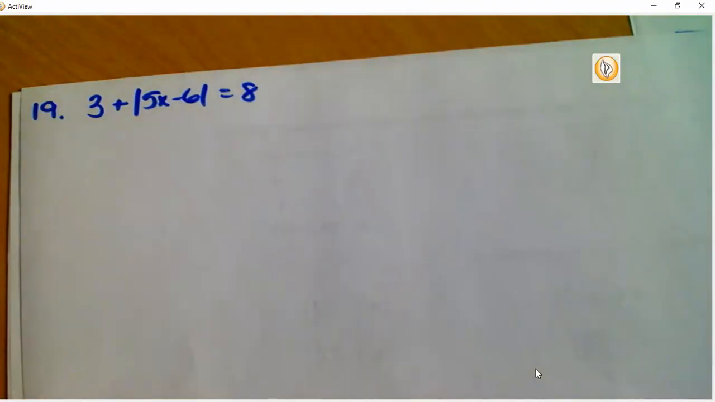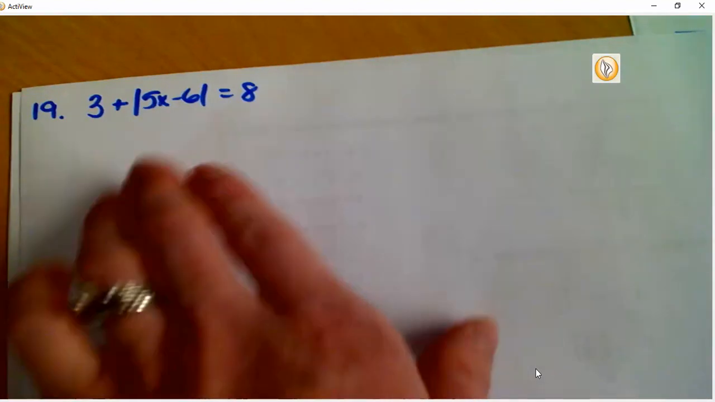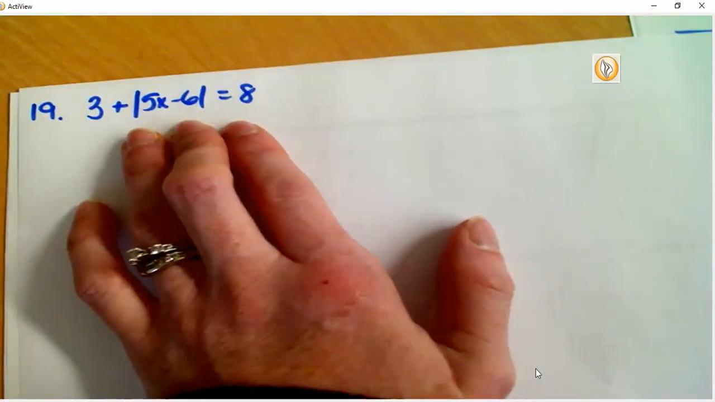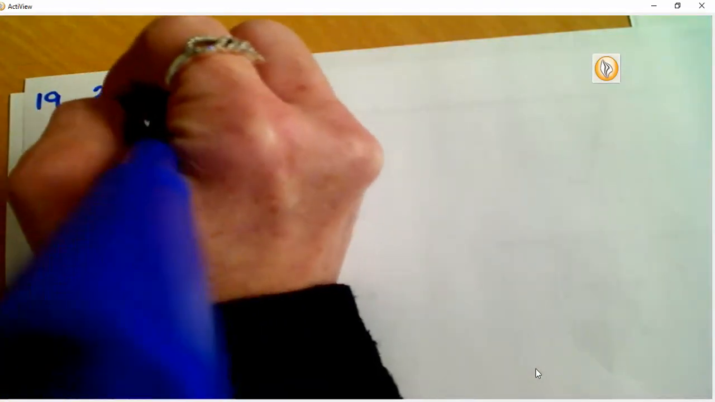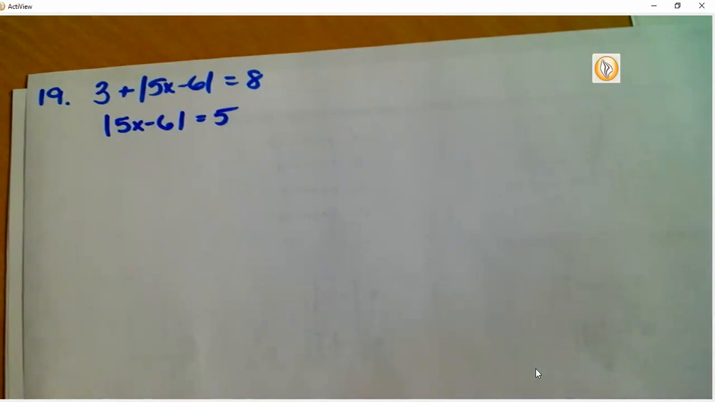With absolute value equations, you always have to solve two different equations. You have to set it equal to the positive and the negative. But before you do that, you have to isolate the absolute value. So my first step, I have to get this absolute value by itself. Then I have the absolute value of 5x minus 6 equals 5. Now we do two equations.